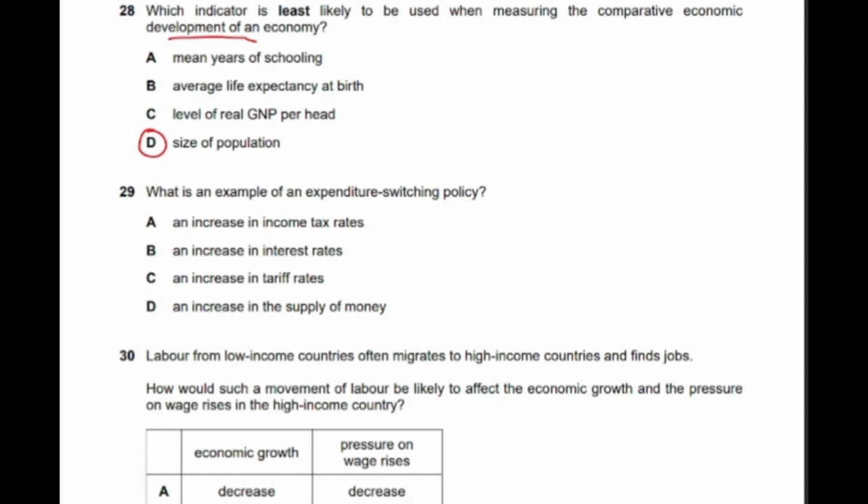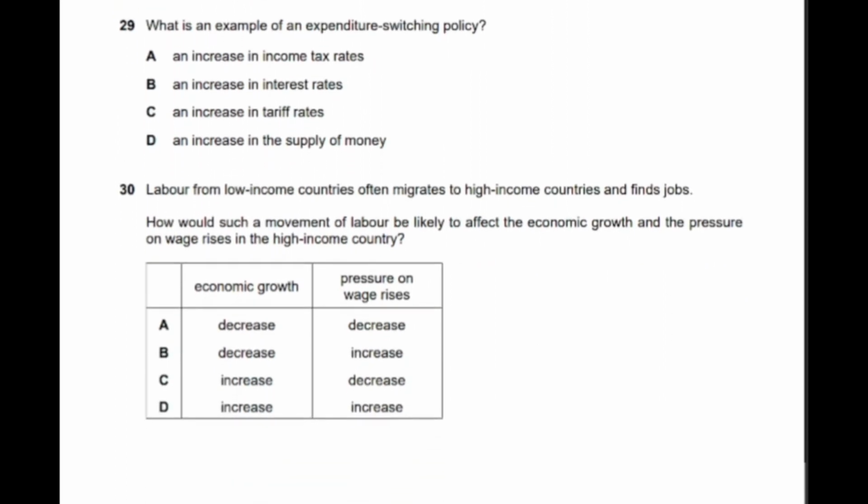Okay, so the other question is, what is an example of an expenditure switching policy? There are two types of policies: expenditure switching policies and expenditure dampening policies. Switching policies are the policies that switch expenditure from imports to locally produced goods, and dampening policies are aimed at reducing overall expenditure of the country, the overall aggregate demand of the country.